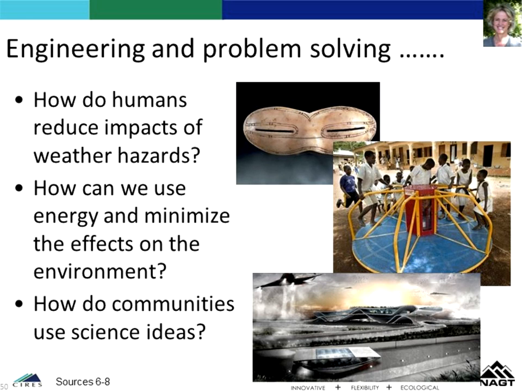Here's what is my favorite picture in the entire world right now. It's an example of how we use energy and minimize the effects on the environment. This is an electricity-producing merry-go-round in Ghana, which then powers lights that students use to study by. So that's an increasingly sophisticated design.